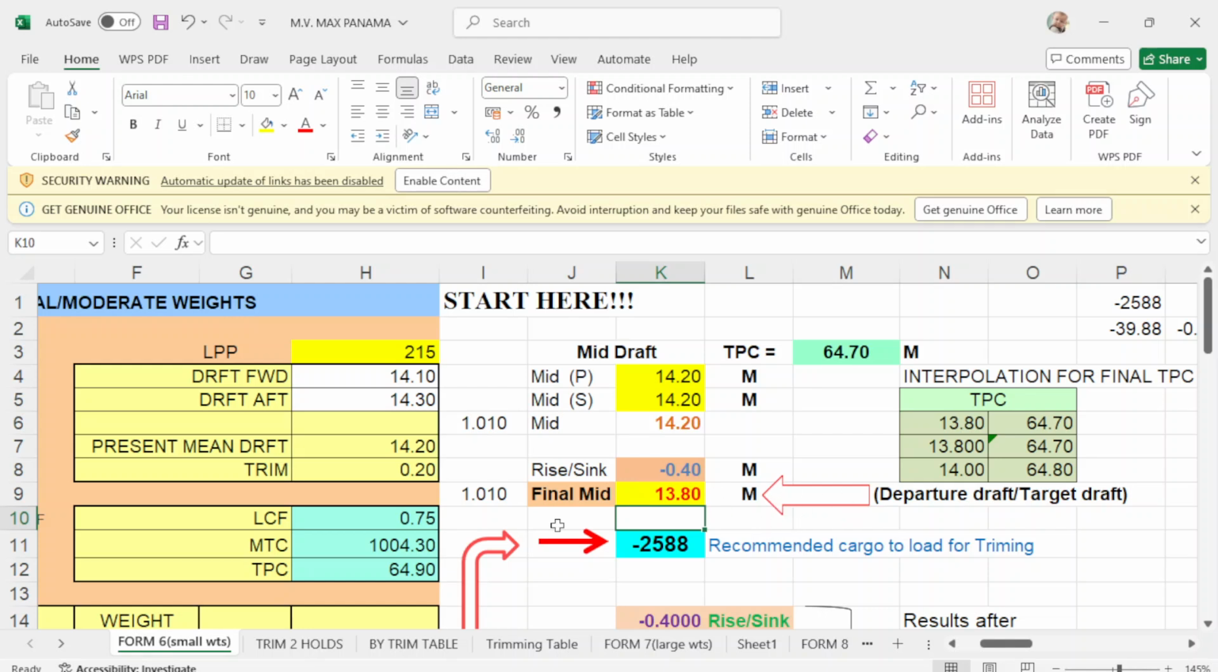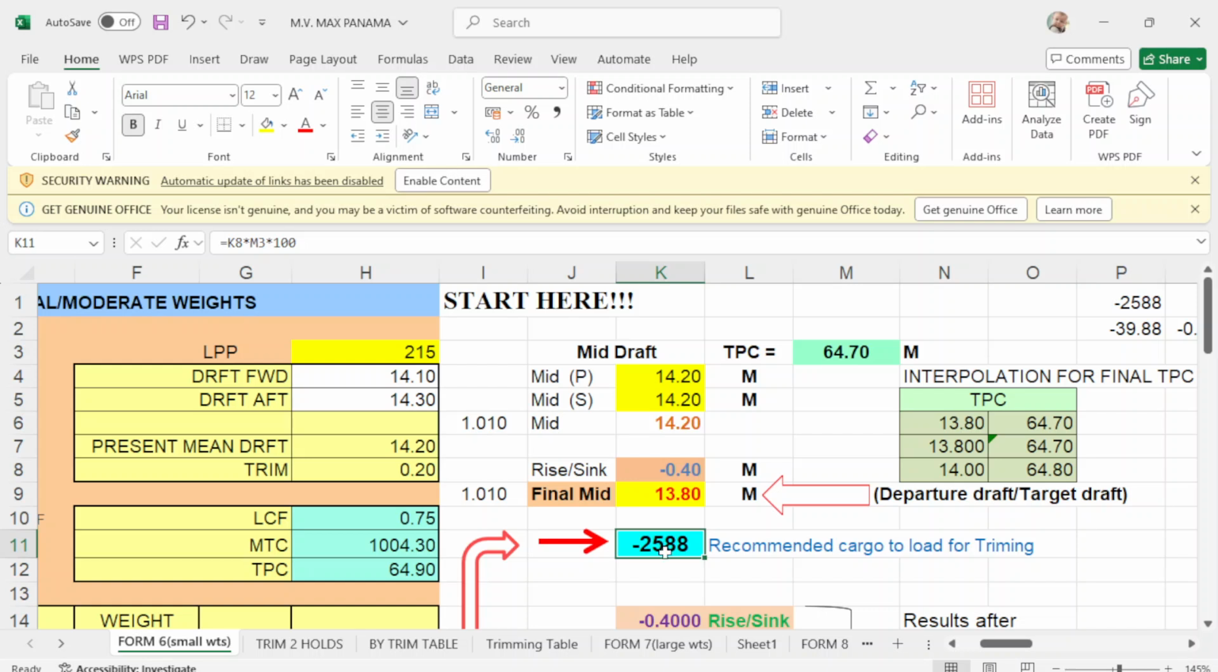Now you click this one, you will see a formula here. So K8, column K and row 8, that is your sinkage, okay, rise. That is what you call rise because the vessel will rise. And M3 is your TPC of your departure draft. So you have to interpolate your TPC to get the amount of 64.70, which is already interpolated, times 100.